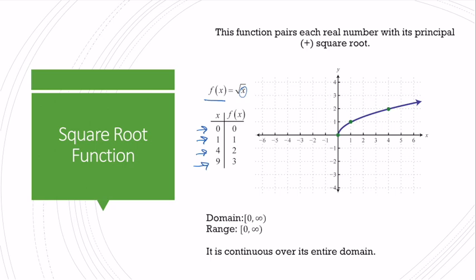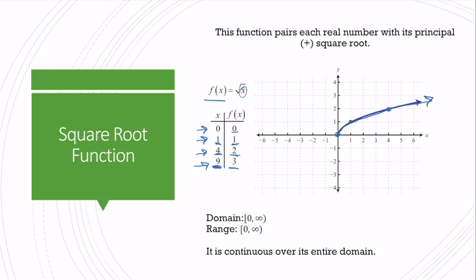So if I substitute in 0, I get the square root of 0, which is 0. If I substitute in 1, I get the square root of 1, which is 1. When I substitute in 4, that's like taking the square root of 4, which is 2. And if I substitute in 9, I get the square root of 9, which is 3. So it's going to look like this. And we notice that it has a restricted domain and range.